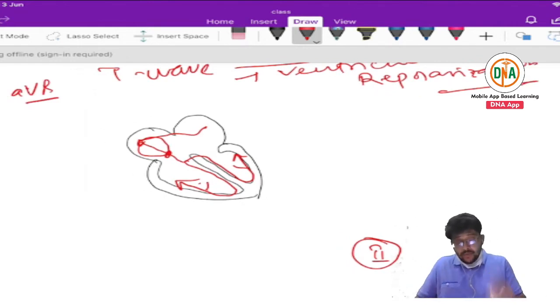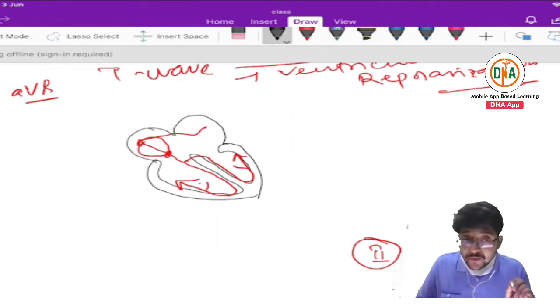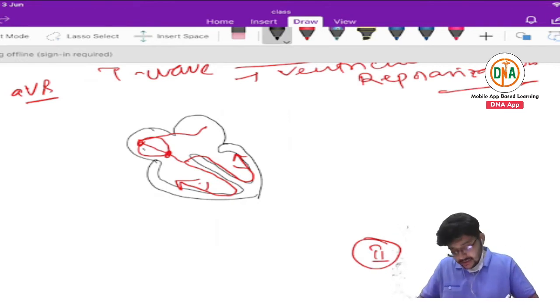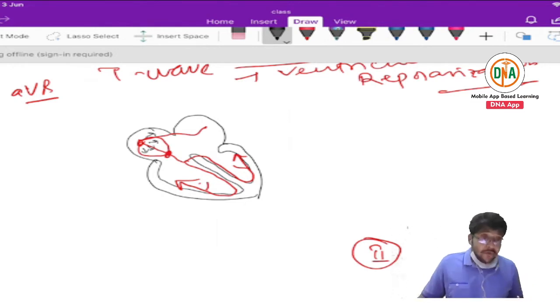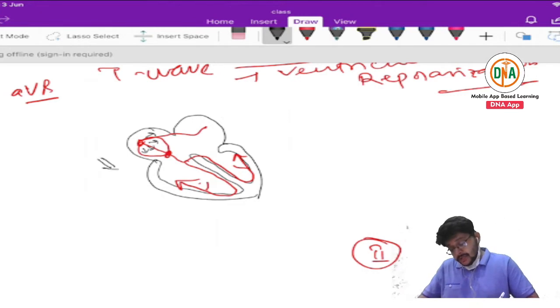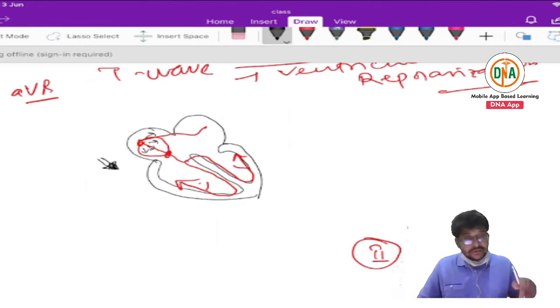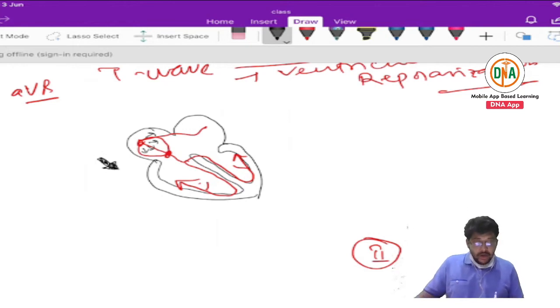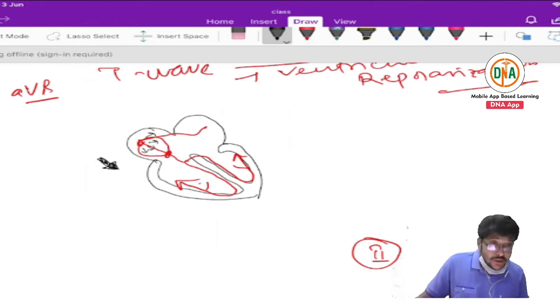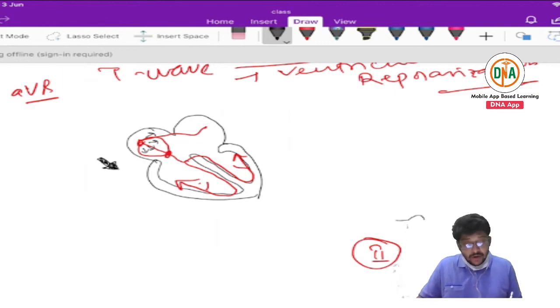Now you see the P wave, which is a depolarizing wave, formed when there is atrial depolarization, meaning there is depolarization in the sinus node. The vectors of depolarization of the sinus node will have a small vector towards the left and below. The small vector will look towards lead 2, so it will give rise to a small upward deflection.